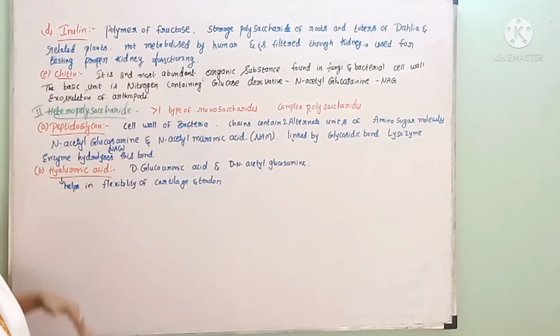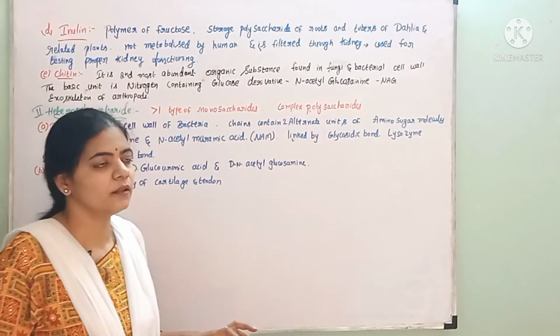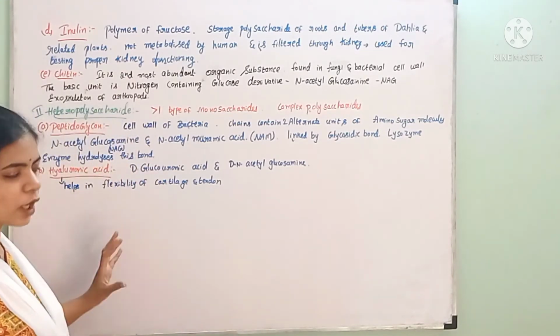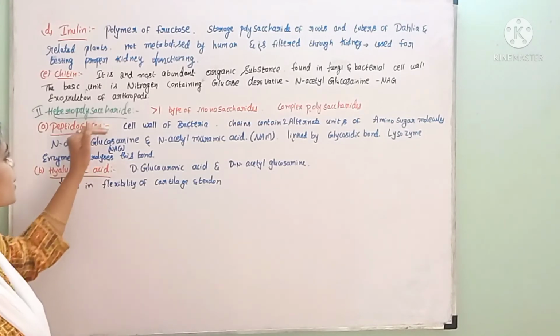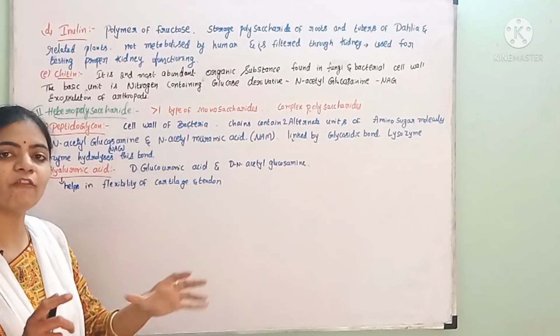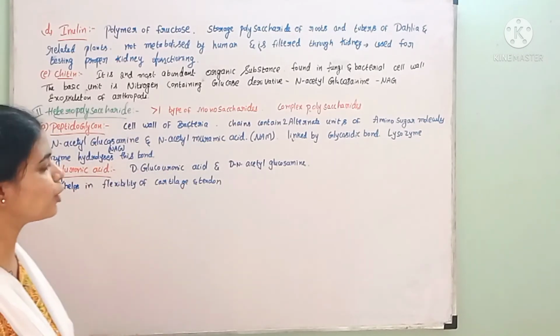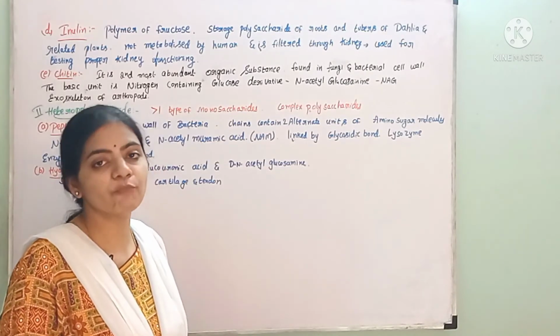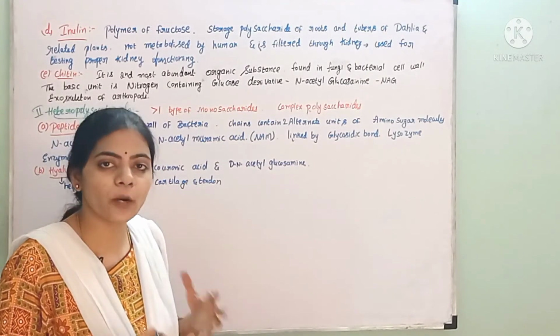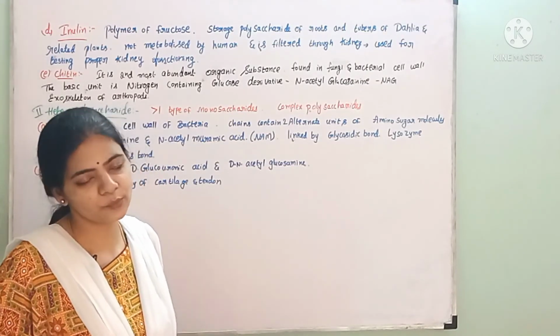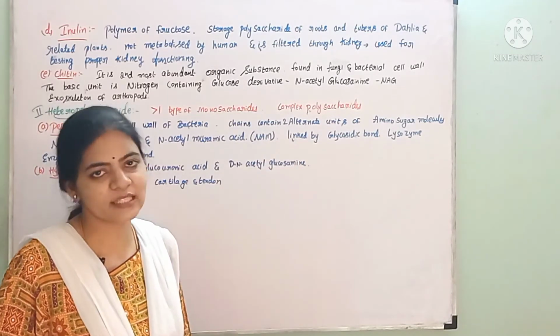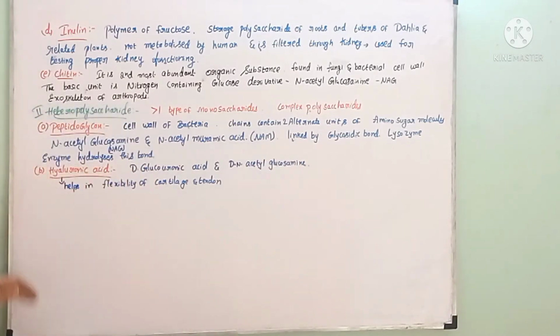The next one is heteropolysaccharides, the last topic in polysaccharides, the last topic in carbohydrates. Heteropolysaccharides are made up of more than one type of monomer, or more than one type of monosaccharide, and hence they are called complex polysaccharides. In this we have two examples: one is peptidoglycan and another is hyaluronic acid.